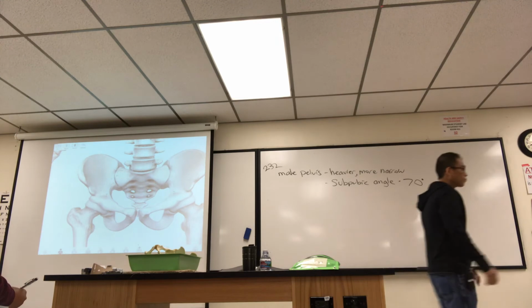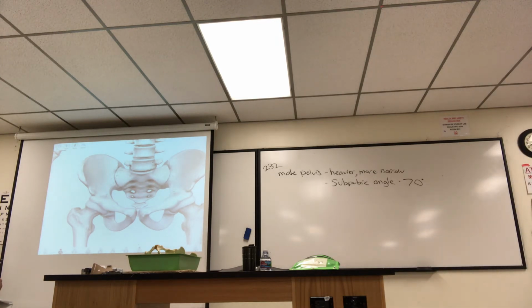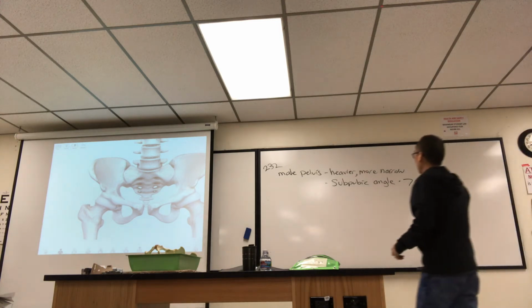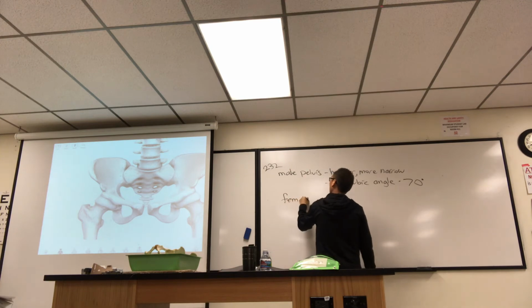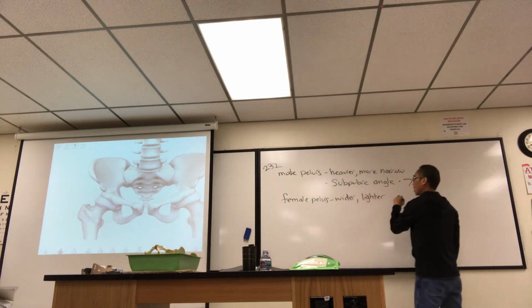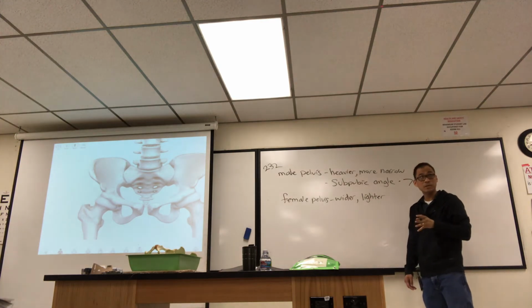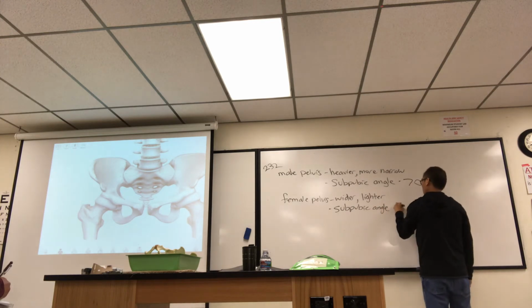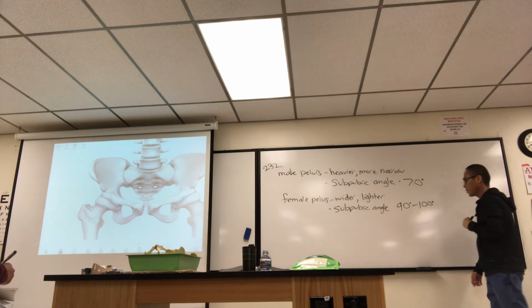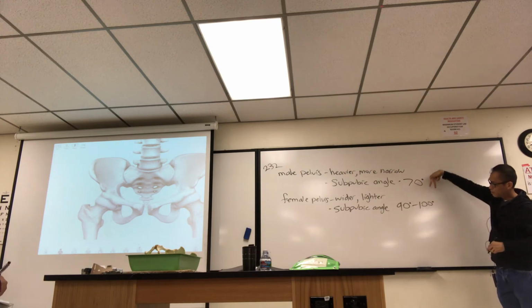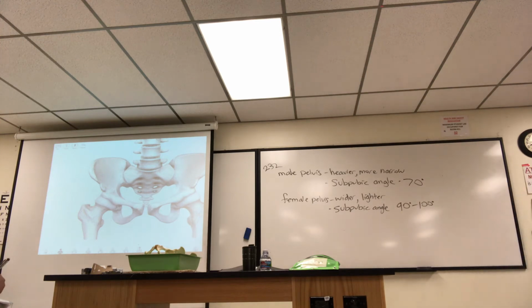So a female pelvis, let me show you that. There's the female pelvis. It's a little wider and it's lighter. The subpubic angle is more like 90 to 100 degrees. You can approximate it by taking thumb and index finger and going like that, whereas males, it's these two fingers. Okay, so those are some basic gender differences. Can you tell a male from a female pelvis based on those characteristics?